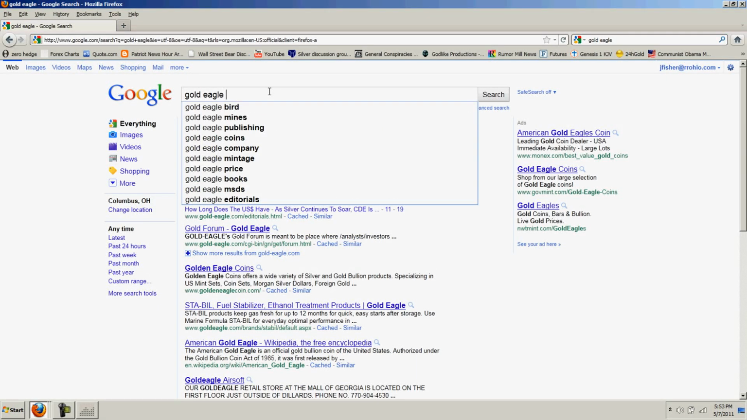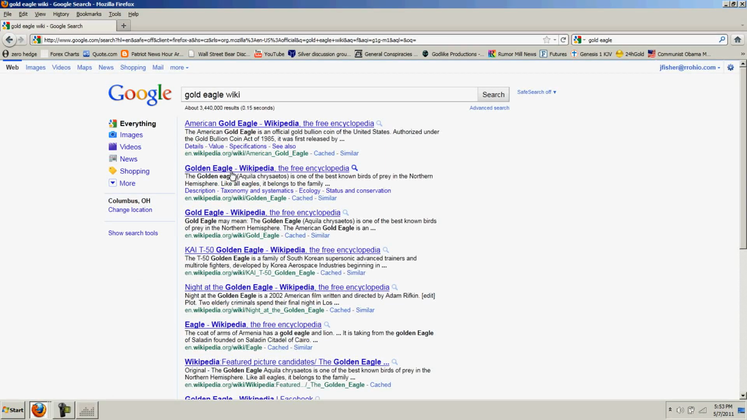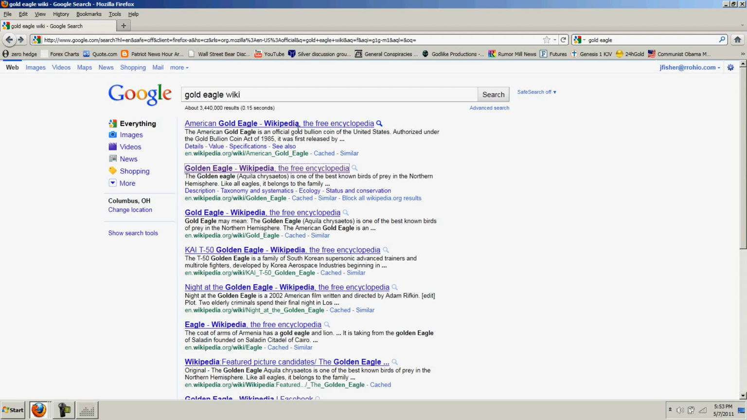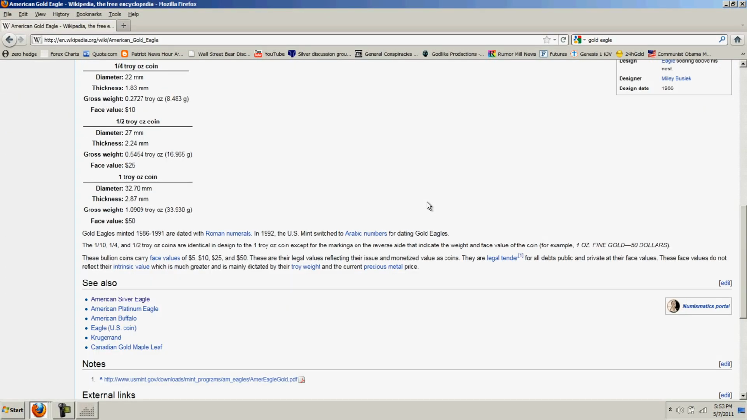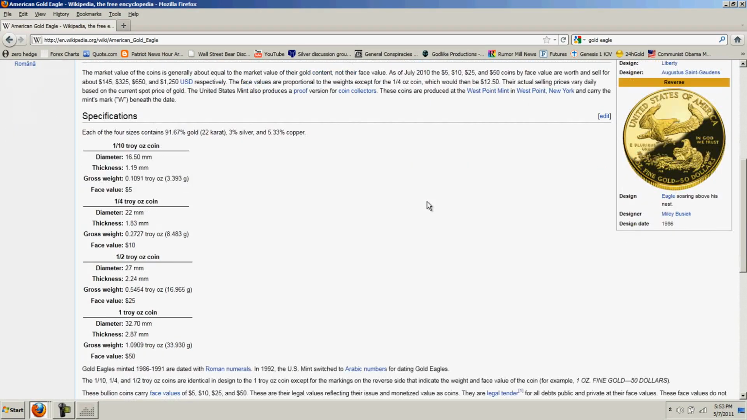And I guess we need to put wiki. So here's our gold eagle. No, wrong one. American gold eagle. And we don't get the stats. That's kind of interesting in and of itself.